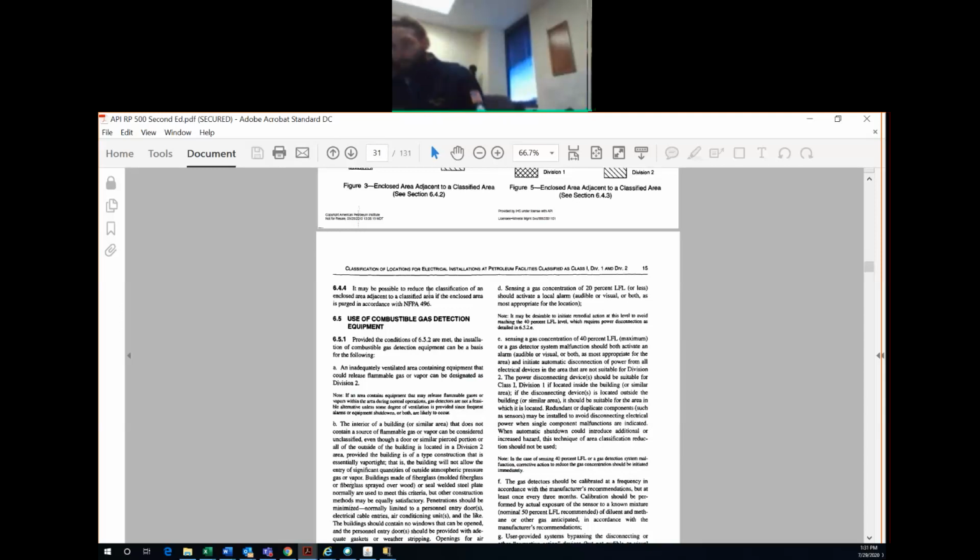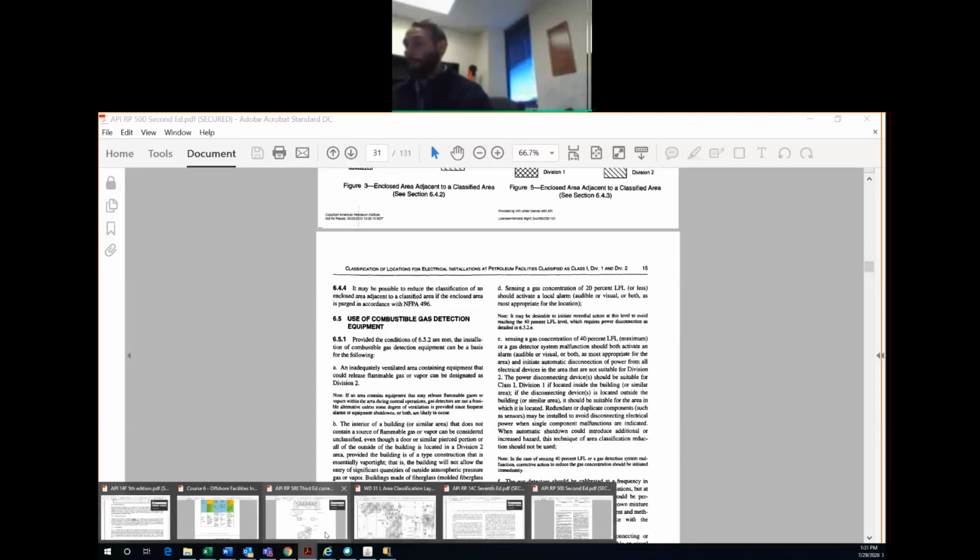Okay, so the next section talks about combustible gas detection. I'm going to preface this by saying that combustible gas detection is a requirement of API 500 in a very particular case. But by and large, the only reason why you'd be installing a gas detector on your facility is because it's a requirement of API 14C, not API 500.